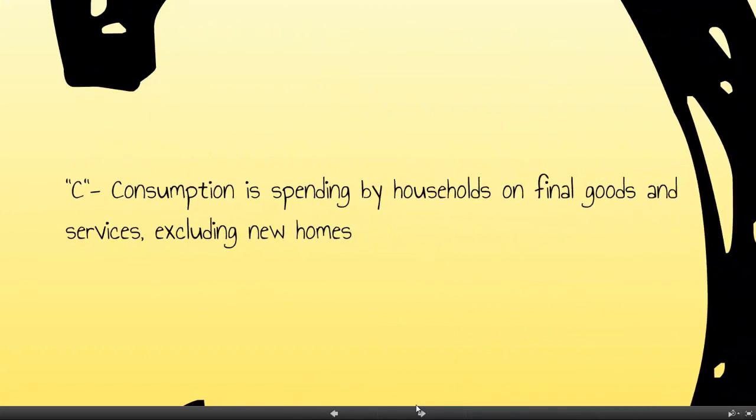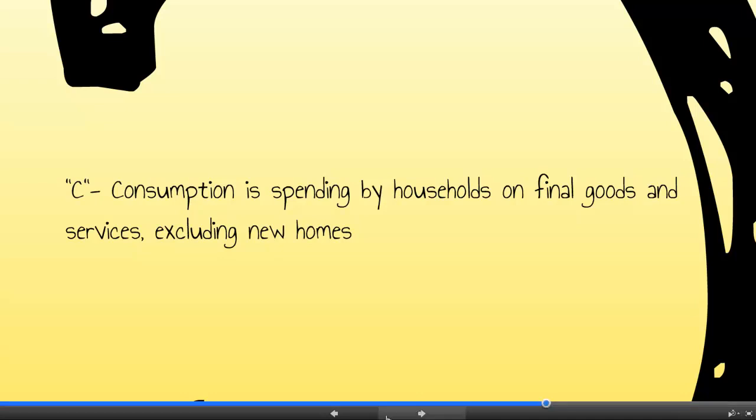What is consumption? C stands for consumption, which is spending by households on final goods and services, excluding new homes. So this is the manicure you get, the spa you go to, the vacation you go on, the tax accountant that you pay. This is also all your groceries that you buy, new car purchases, new furniture, cable TV. All of these things, new, are included, except for new homes.